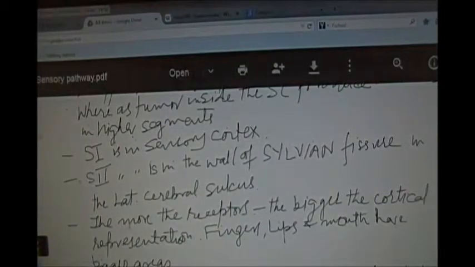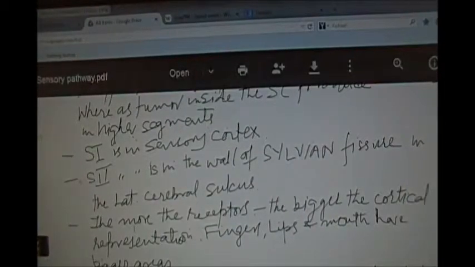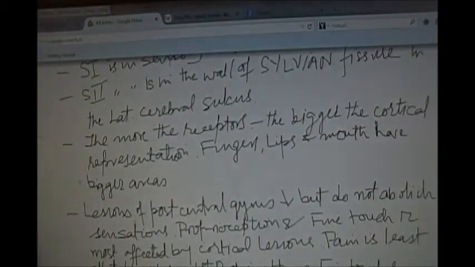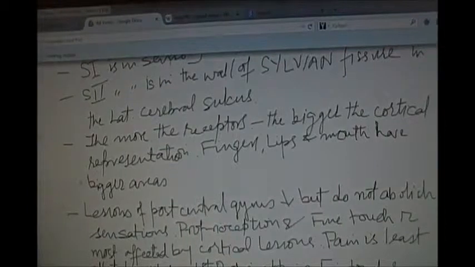How big is the area of representation in the cerebral cortex? The more receptors an area has, the bigger the cortical representation. The fingers, lips, and mouth have a bigger area because they have more receptors. The lesion of the post-central gyrus decreases but does not abolish sensations.